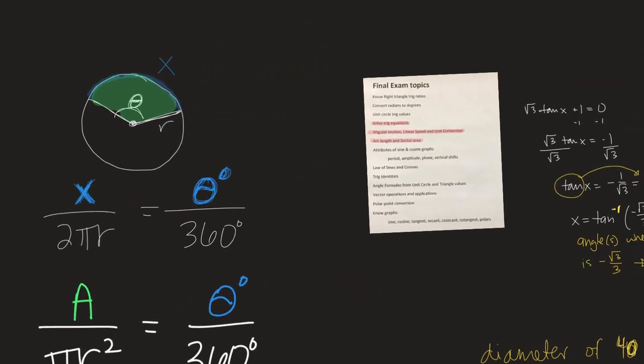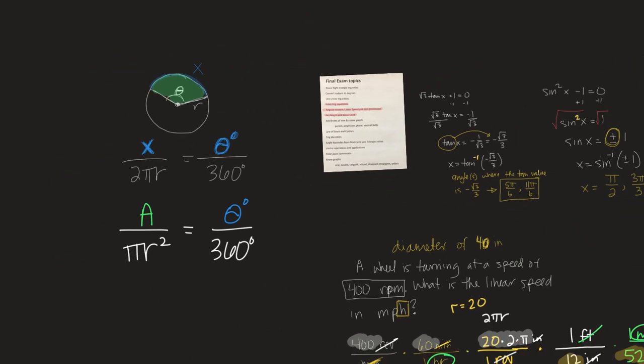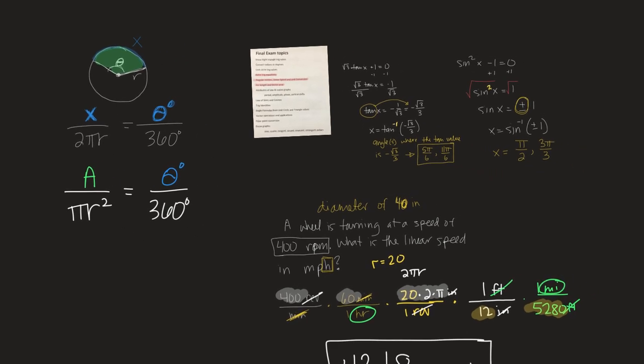Okay, so there's a little bit about solving trig equations, angular motion, right, and unit conversion, and then your 2 formulas for arc length and sector area.